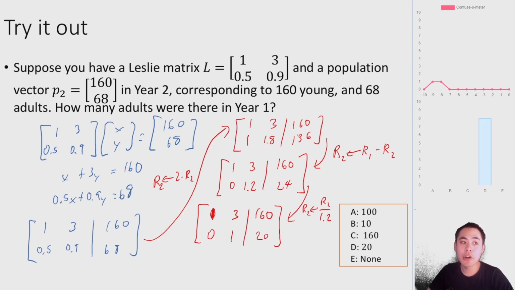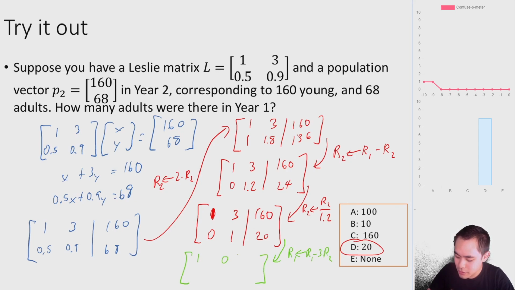So at this point, you've already figured out that the answer is indeed D, because you know that the second variable is equal to 20. If you wanted to, you could keep on going and reduce down and do Gauss-Jordan elimination and get R1 is R1 minus 3R2. And that leaves you with 1, 0, 100, and 0, 1, 20.